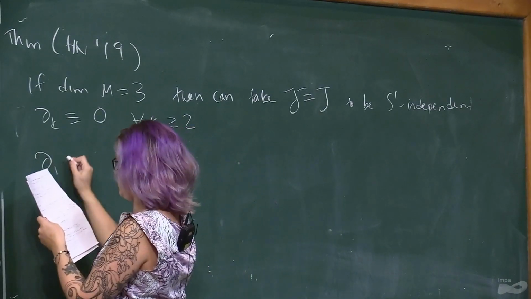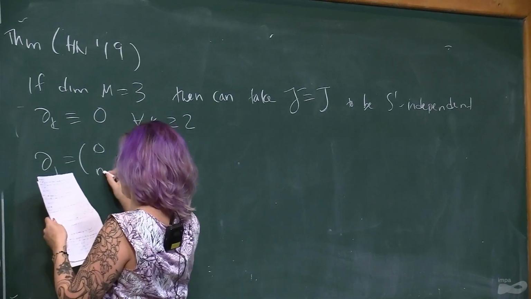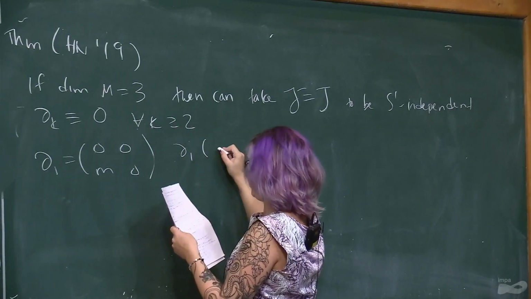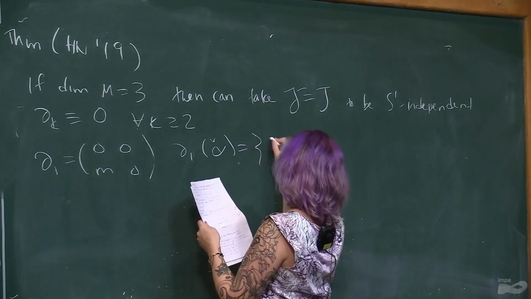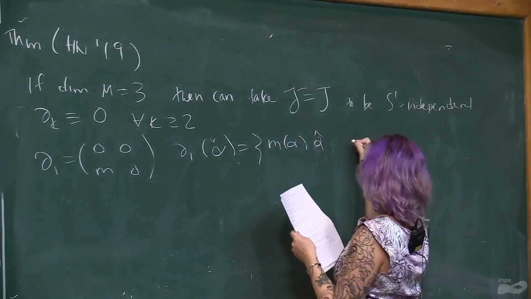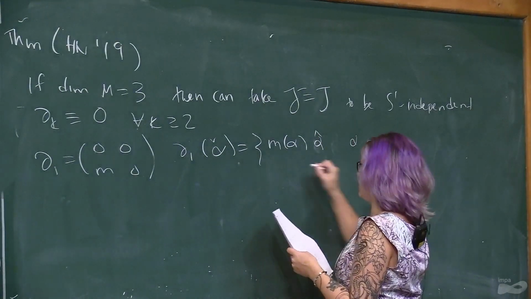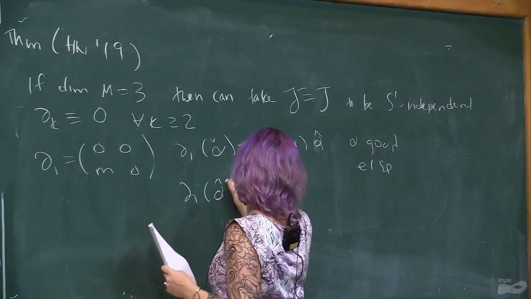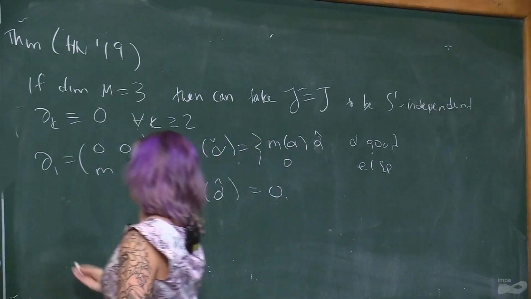All the higher differentials are going to be 0. And this BV operator is the usual thing, where D1 of alpha check is going to be M of alpha hat if alpha is good, and 0 else. And D1 of alpha hat is going to just be 0.